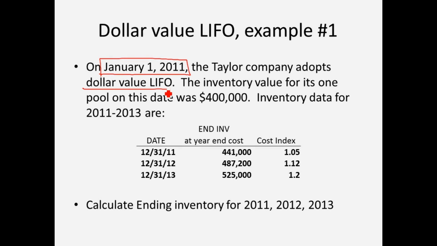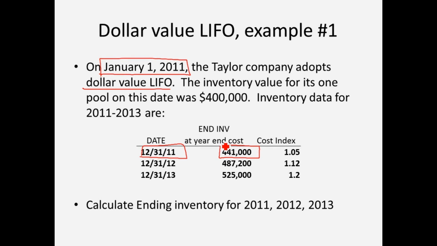So on January 1st, we say, okay, we're starting our company and we're going to be a dollar value LIFO company, and our value of inventory is currently $400,000. Okay, all the units that we have on hand times their prices, $400,000. And at the end of the year, 12/31/2011, they count up their inventory and they put a cost on it of $441,000.